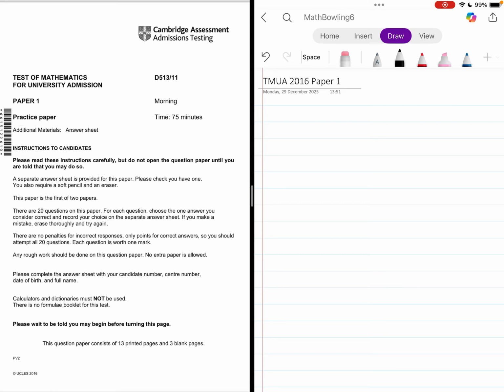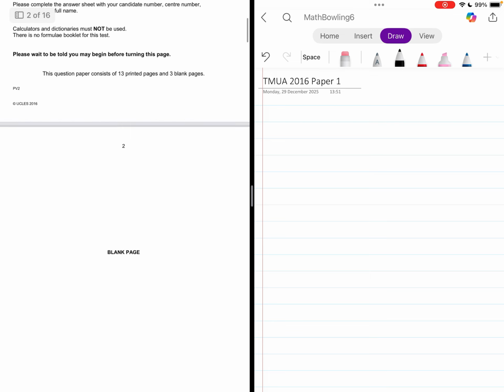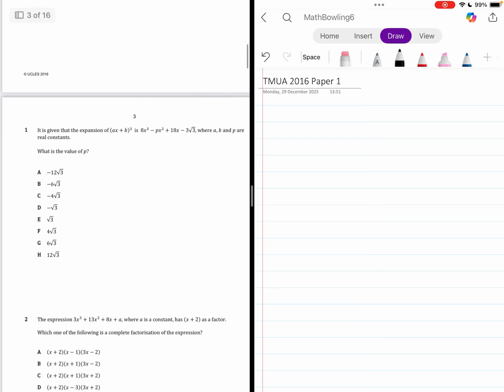This is TMUA 2016 Paper 1. Over the next few days, maybe a week, I'll just be going through this entire paper, doing a few questions each day, just to help you guys do some revision before the TMUA. So we're going to start from the start.